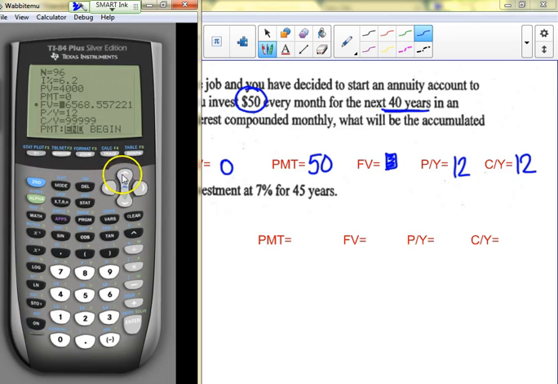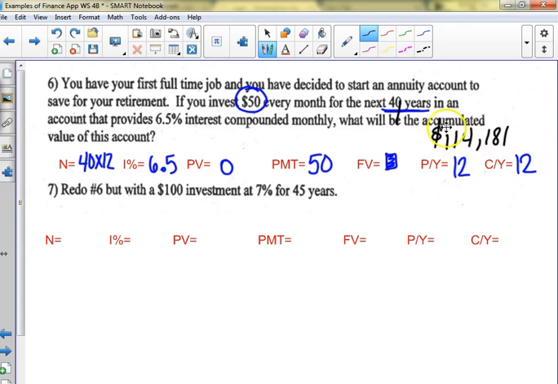All right, so if we go up here, I already forgot what we're doing. 40 times 12. Well, I covered the problem up, so. What was the interest, guys? Thank you, 6.5. Present value, 0. Payment, 50. 12 and 12. Okay, so what does our future look like? If that's your retirement account in 40 years. Okay, yeah. It sounds like a lot of money, but it's probably not going to do us for retirement, right?